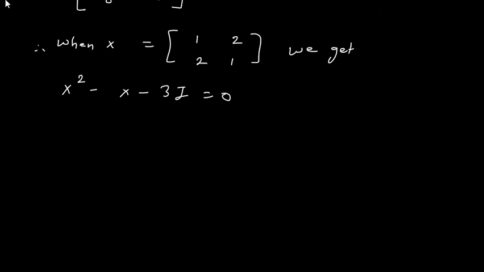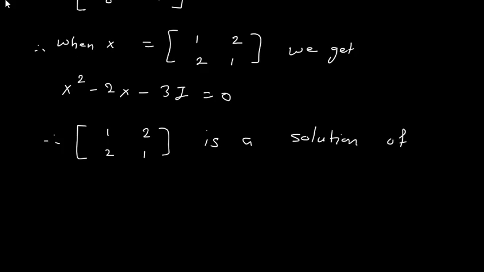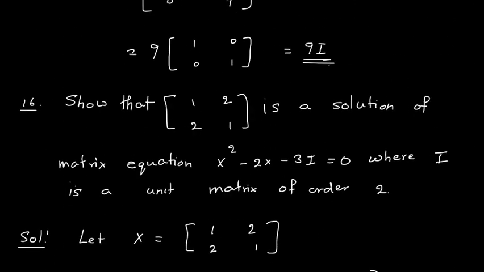So therefore this [1 2; 2 1] is a solution of x square minus 2x minus 3I equal to 0. Right? Is there any other way we can do it? Might be, but for 10th standard I think this is how you must proceed. Okay, this is our question number 16. Now move to question number 17.